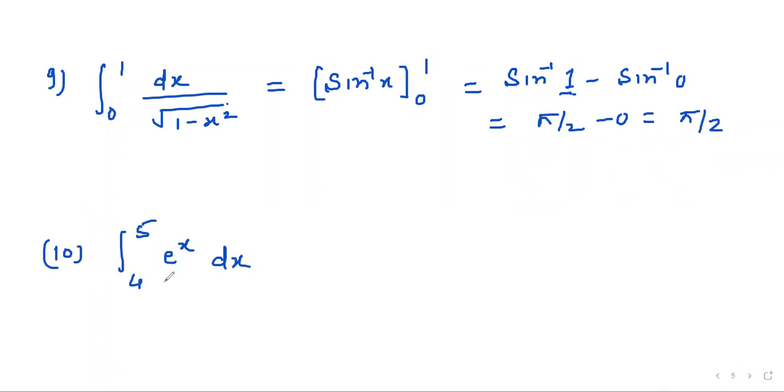Let's see the 10th question. Limit 4 to 5, integration e power x dx. So e power x gives e power x. Then we put the limits 4 and 5. So it will become upper limit means e power 5 minus e power 4. It can't be further simplified. We can take e power 4 common, but it's okay.